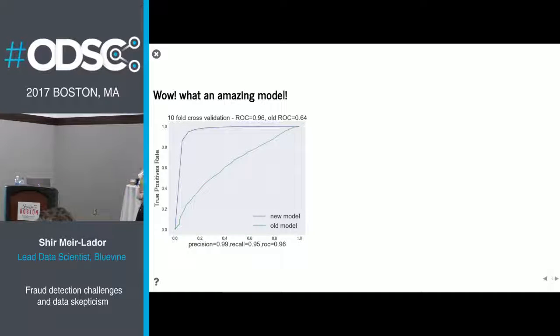So as a data scientist, I know I have to be very, very skeptical. And if I just see this automatically, I'm skeptical. Something here is not working correctly. So I decided to dig deeper into my model and understand what is going on. Why do I get such amazing results? Because this is unreal. You don't usually see these kinds of results on real data.